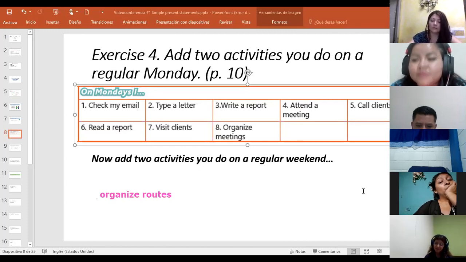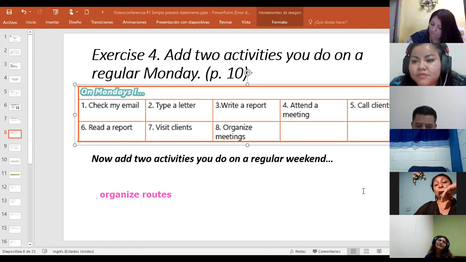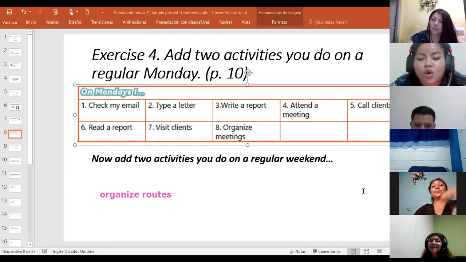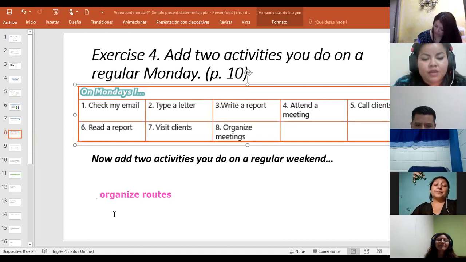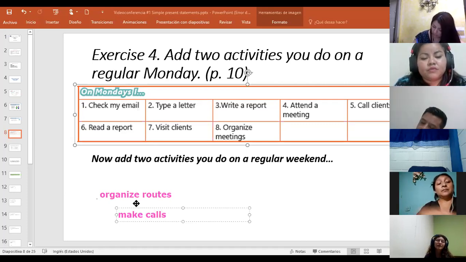I check email and purchase orders. Okay, what else? I have llamadas, o sea, hacer llamadas. I make calls. Okay. Look at the computer. I make calls.